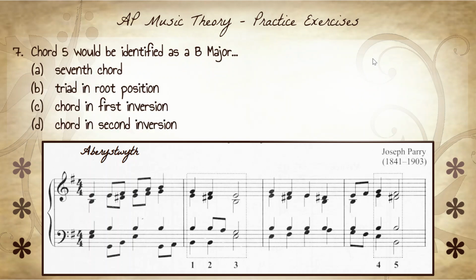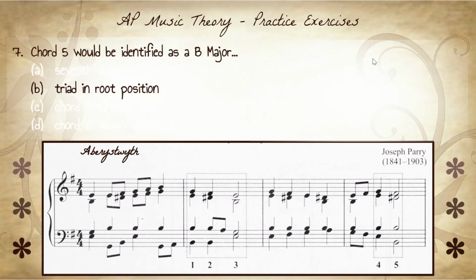Question 7. Chord 5 would be identified as a B major, A, 7th chord, B, triad in root position, C, chord in first inversion, or D, chord in second inversion. The correct answer is B. Chord 5 is a B major triad in root position.